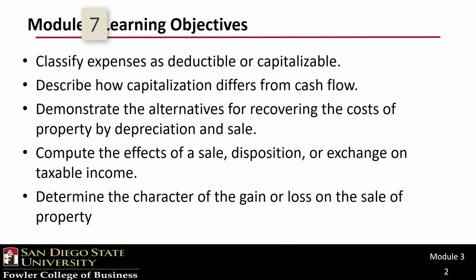Let's start with the Module 3 learning objectives. We need to differentiate between expenditures we deduct versus those we capitalize, and we start with that in this video. We will talk about the disconnect between capitalization, cost recovery, and cash flows. We're going to examine the different forms of cost recovery used in tax. We'll examine the results of a sale, exchange, or disposition and how that converts into a gain or loss. And lastly, we'll talk about determining the character of that gain or loss.